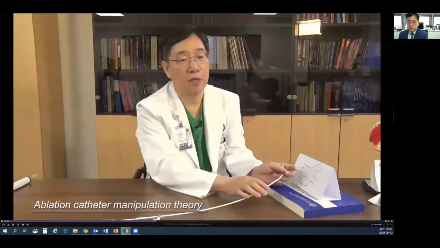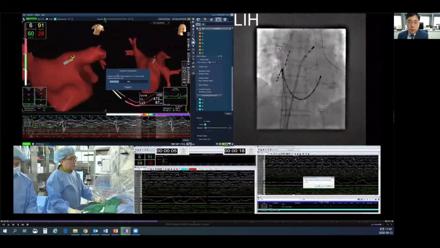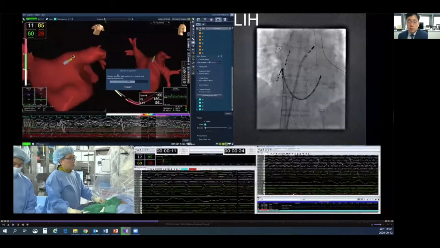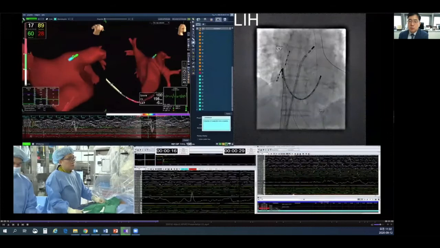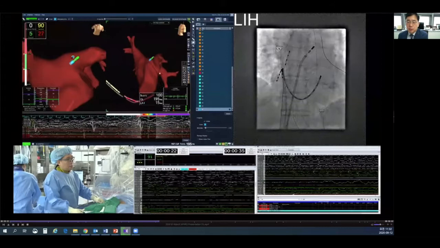Okay, now let's start the PVI isolation. I usually start from the left side upper pulmonary vein and the anterior ridge, because this location is the most important part of PVI and has a high recurrence rate in this area.